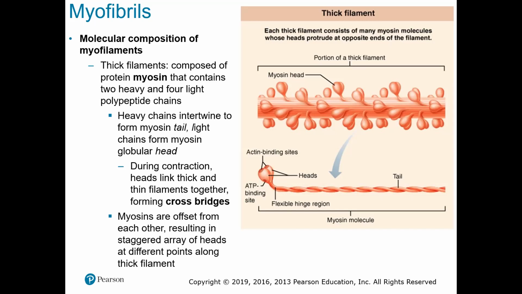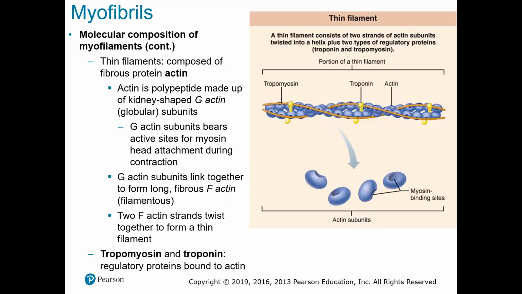Now, what's important about these myosin heads is they have what are called actin binding sites on them. They also have ATP binding sites on them. The actin binding sites are going to do exactly what it sounds like. They're going to bind to the actin. Now, the dark band of the sarcomeres is going to be nothing but, or mostly, myosin. These are thick filaments. The thin filaments are arrayed on top of the myosins.